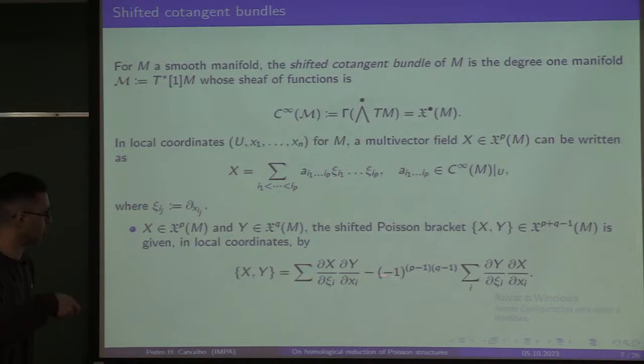The formula for this bracket is essentially analogous to the usual Poisson bracket. It is defined by extending the bracket of vector fields as a derivation to multivector fields. When you do that and write it in coordinates, you get this. And you see that this bracket is actually a symplectic bracket in some sense. Okay, so this is the shifted cotangent bundle.